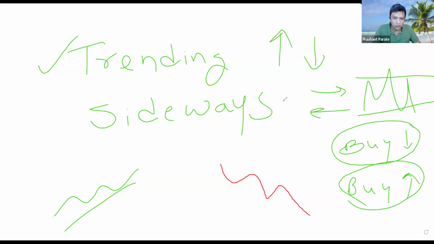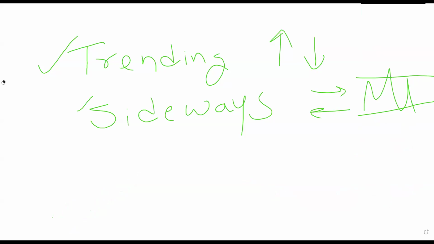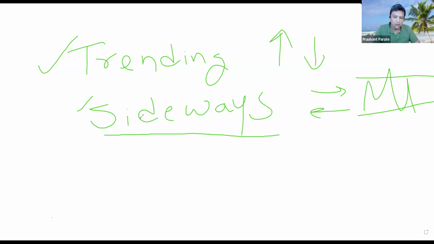And what about non-trending sideways markets? How to trade them? Trading is difficult. Basically, option selling outside in a sideways market may help. Okay. So in sideways markets, option selling may be a better opportunity.